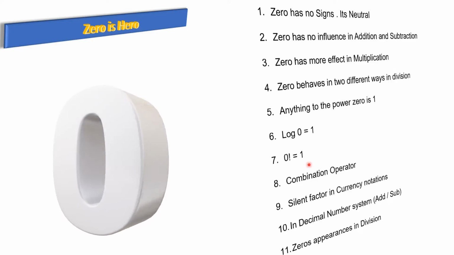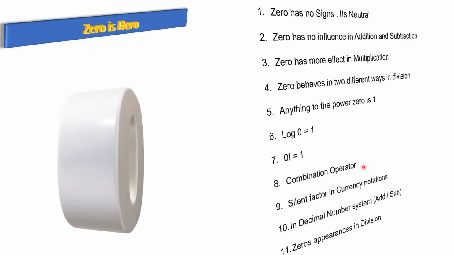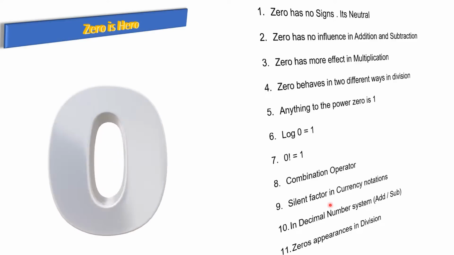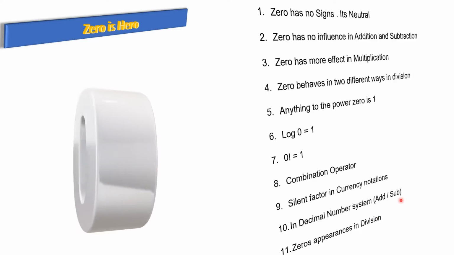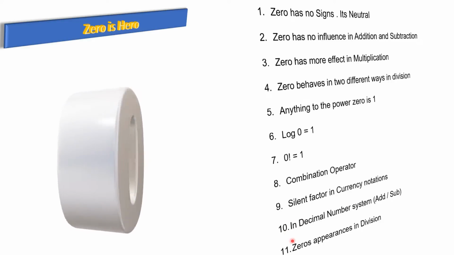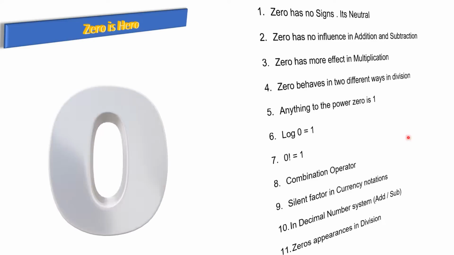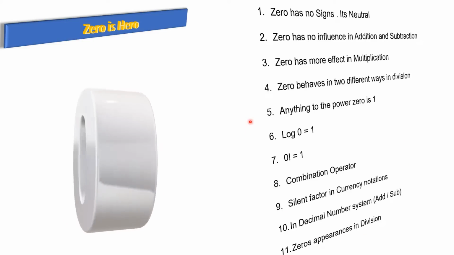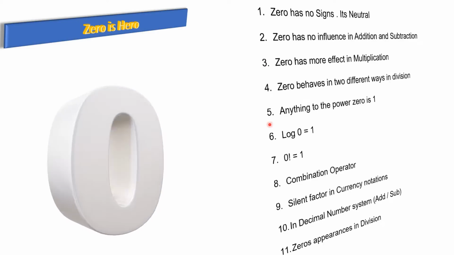0 factorial is 1. In the combination operator, what will be the value of 0 at a particular position? Silent zeros in currency notations. In the decimal number system, during addition and subtraction, how we need to add zeros, and zero appearances in division. So these are all the set of topics we are going to watch as a part of this class. Okay, let's go into detail on all topics.